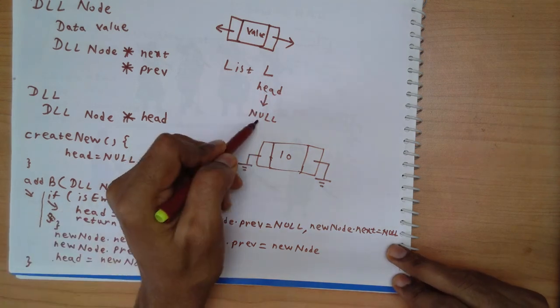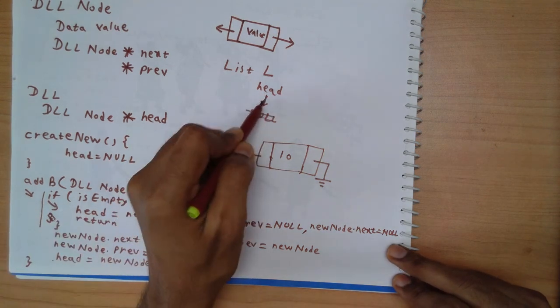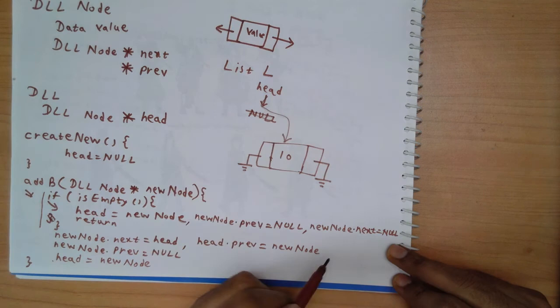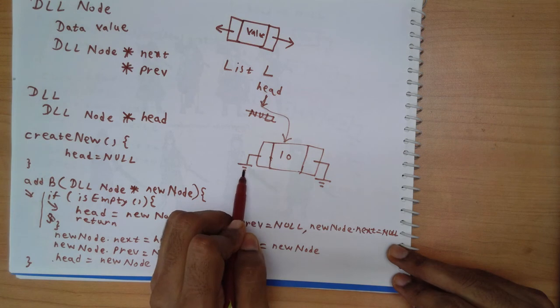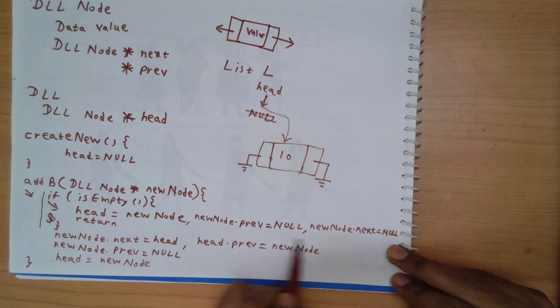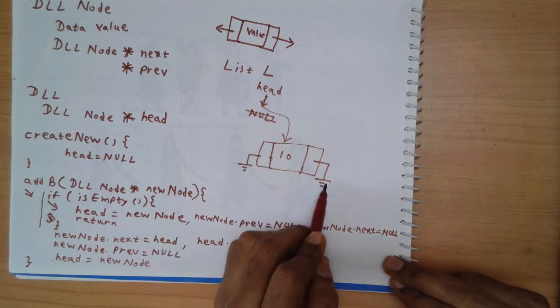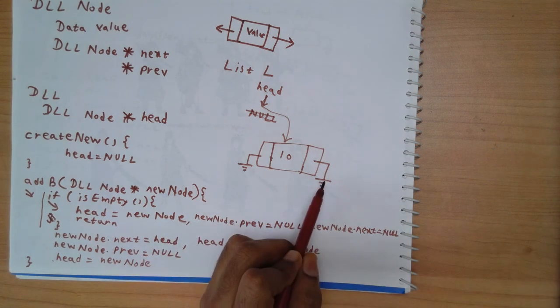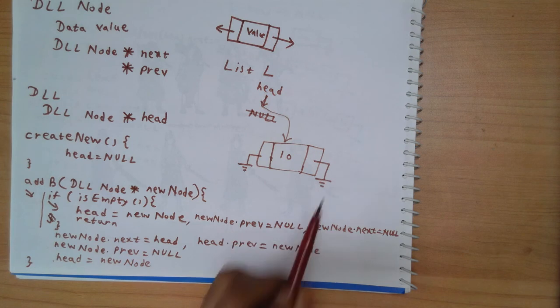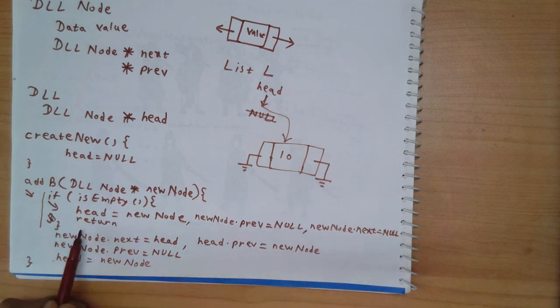So we will say that our head is the new node. Head, instead of pointing to null, now points here. And now we will say that new node dot previous is null, and new node dot next is null. Ideally they should be set to null beforehand, but if they are not, we are setting them explicitly. Once we finish, we return. Now let's add one more element to this list. I want to add 20 at the beginning.